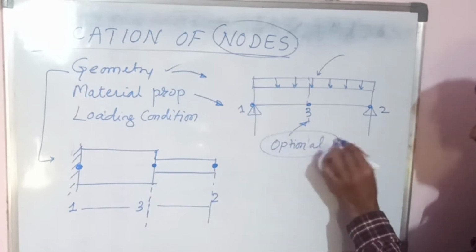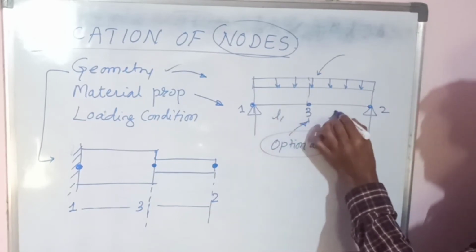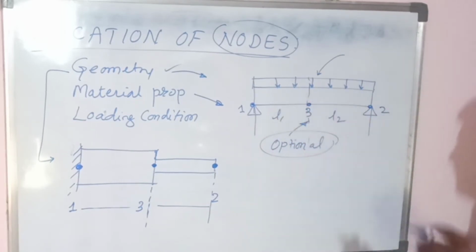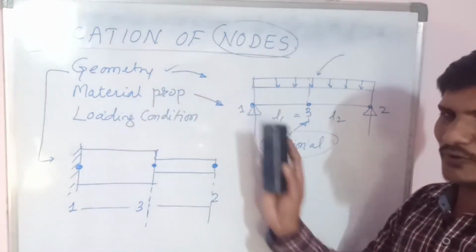Node 3 is optional. Okay, so like that you can take. So here L1 and L2 may be equal, right? L1 is equal to L2. Again, we'll go to the next one, material properties.